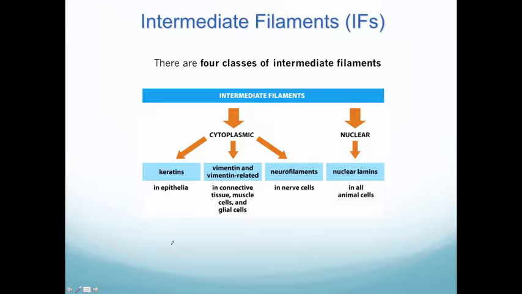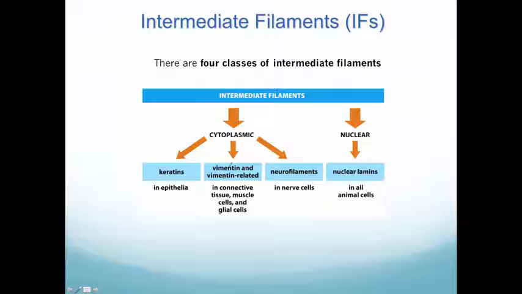There are 4 types of intermediate filament proteins, 4 different classes in cells. All I want you to know is where you'll find these different classes. Remember, they all work the same way and have the same function. Inside the nucleus, we talked about nuclear laminins. These are in all animal cells, and they coat the inside of the nuclear envelope and give rigidity to the nucleus. Within the cytoplasm, you have neurofilaments, which are in nerve cells.